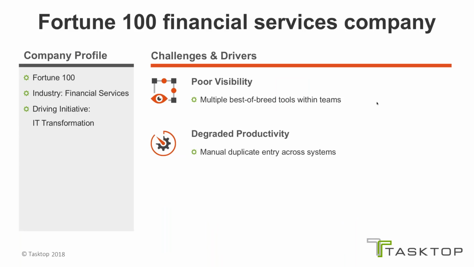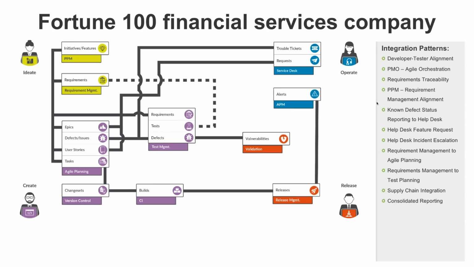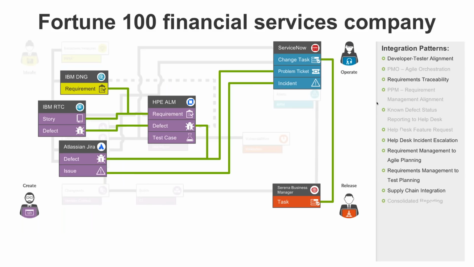Next up, a Fortune 100 financial services company. They were undergoing a very large IT transformation, but were saddled with poor visibility because their reality is they had multiple best-of-breed tools within teams with a lot of manual duplicate entry across systems. And so they are using, let's see, 6 different integration patterns flowing requirements and defects between HP, RTC, and DOORS Next Gen.